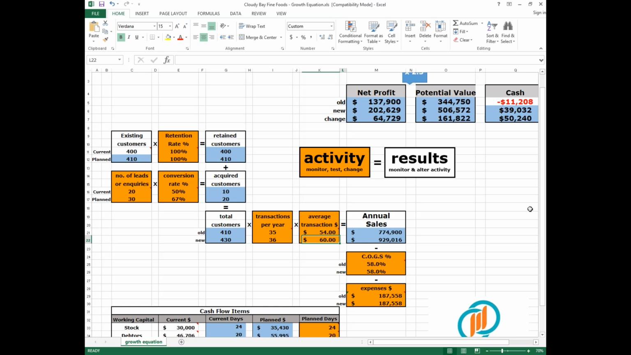So sales are now 929,000. Profits now over $200,000. A change of 65,000. Very significant difference. Getting your price right and having the courage to increase your price will make a significant difference to the bottom line of your business.